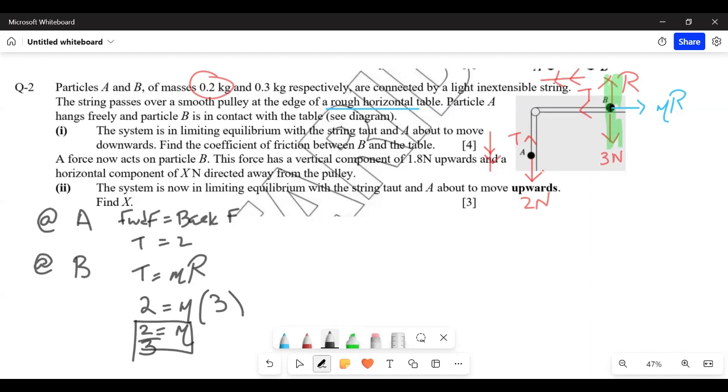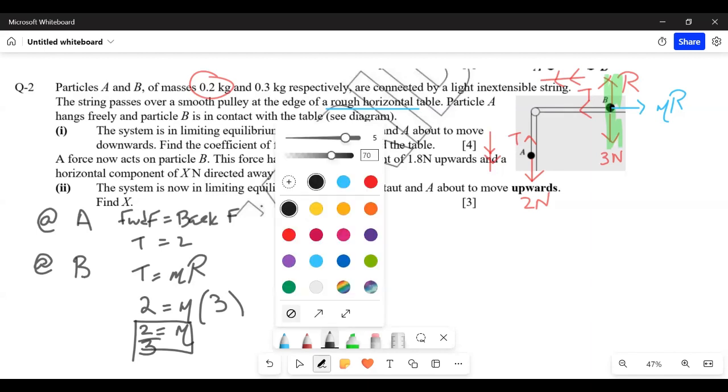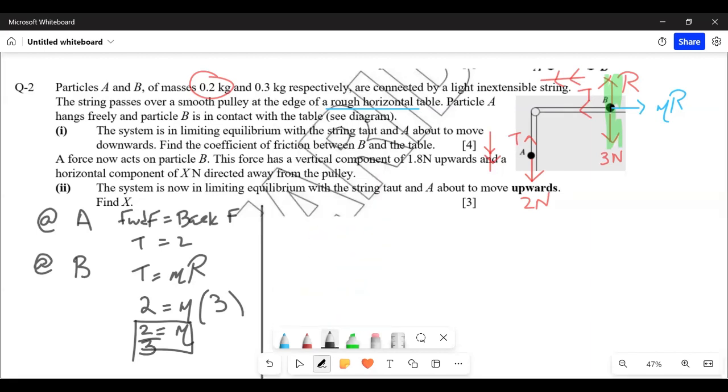Okay, any questions so far? Okay, next is a force now acts on the particle B. This force has a vertical component of 1.8 Newton upwards and a horizontal component of X Newton directed away from the pulley.